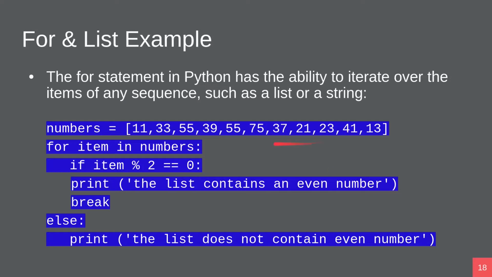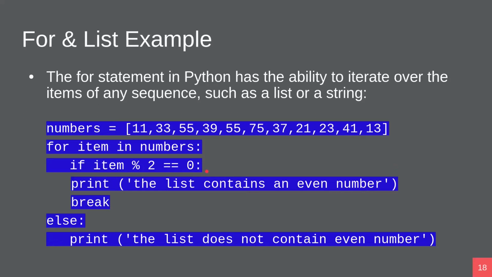and I'm going to say for item in numbers, if the item modulus 2 is equal to 0. So this is a way of checking if a number's even or not, okay? Because modulus means what's the remainder after the division. So if the item modulus 2 is the same as 0, print the list contains an even number. And I've actually been quite sneaky there, and I've written a whole list that doesn't contain an even number. So this would be a pointless exercise, shall we say.